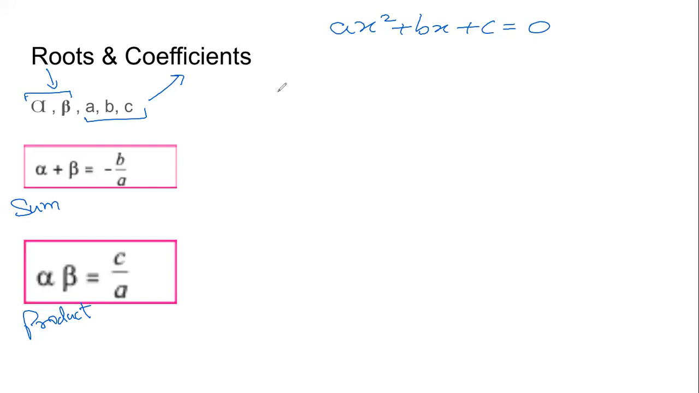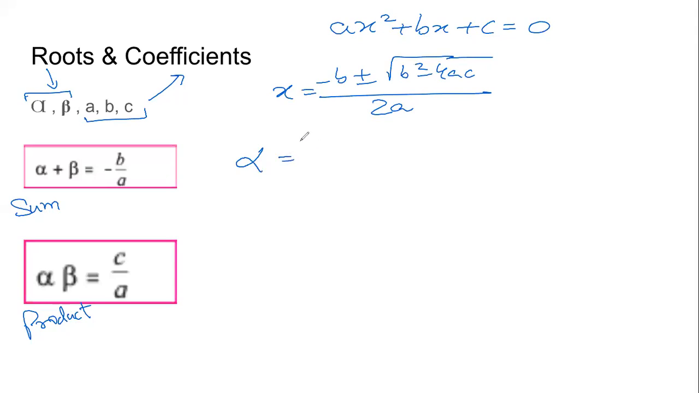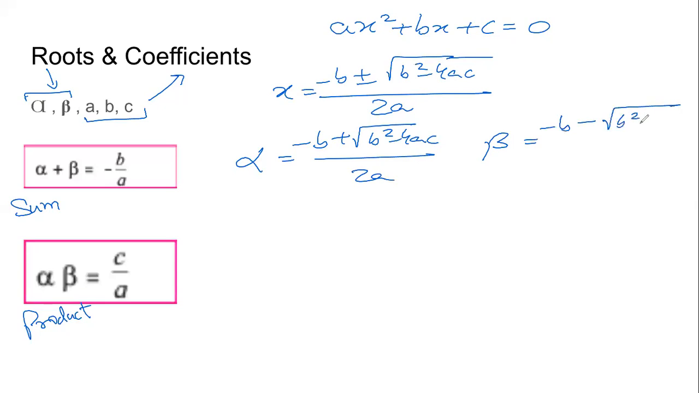We defined x equals minus b plus or minus square root of b square minus 4ac, by 2a. Then we said alpha equals minus b plus square root of b square minus 4ac by 2a, and beta equals minus b minus square root of b square minus 4ac by 2a. Now to find alpha plus beta, all we have to do is add this fraction with this fraction.